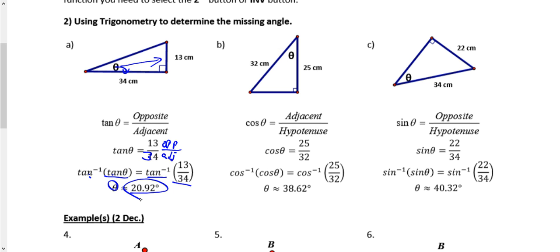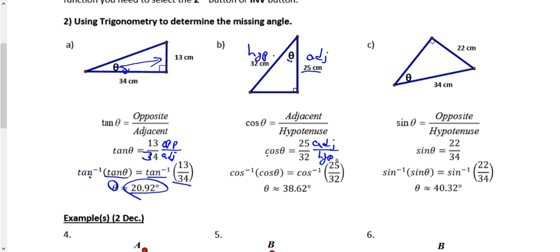Here's our reference angle theta. 25 is what side to it? Adjacent. 32 is what? Hypotenuse. Which trig? Cosine is adjacent over hypotenuse, right? So what's our equation? Cosine of theta equals adjacent over hypotenuse.